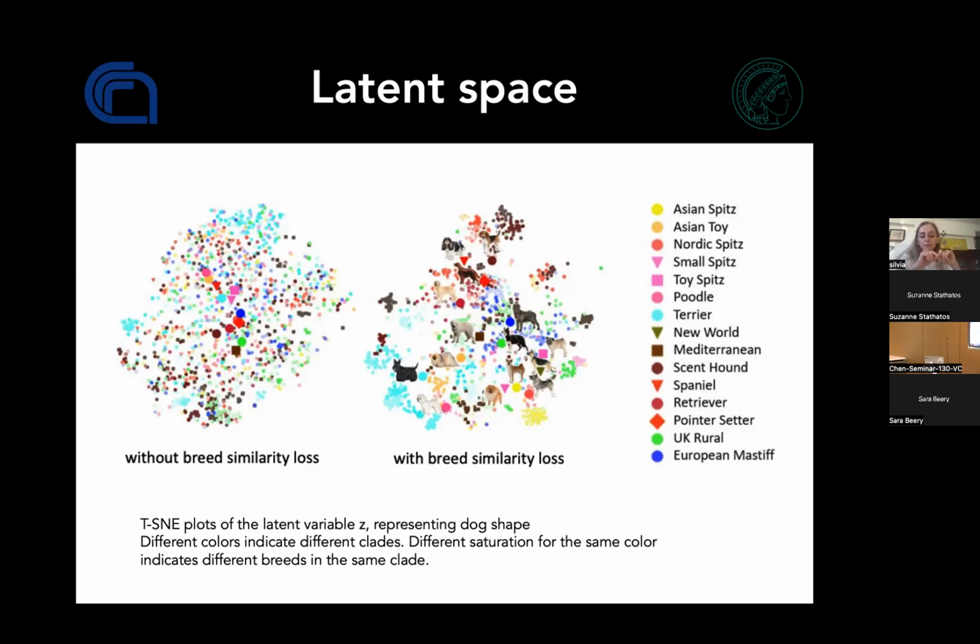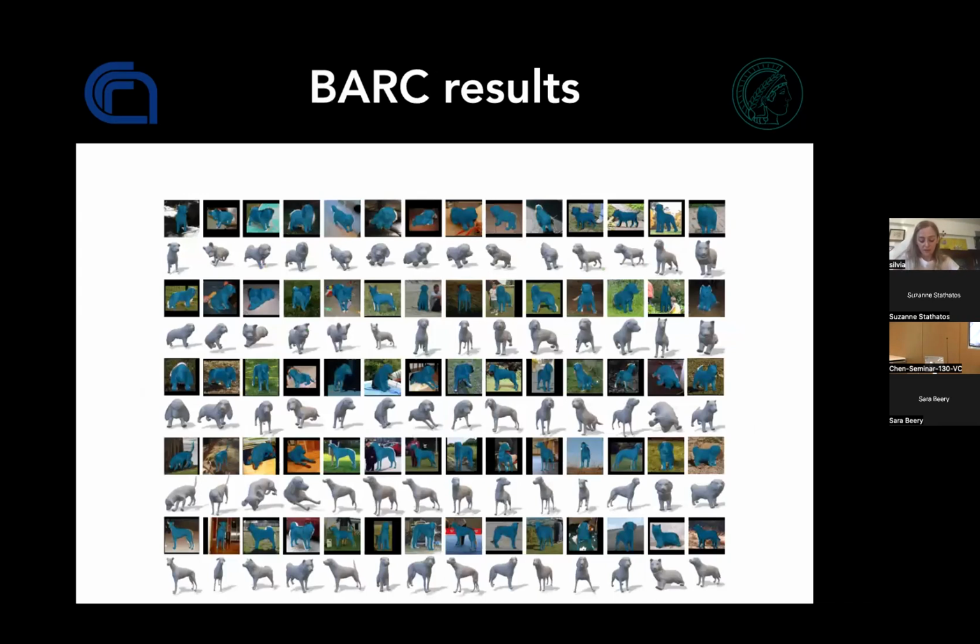And different saturation for these points means different breeds. The larger shapes indicate the average in the clade. So if we don't use the breed similarity loss, these average values all kind of merge in the middle, meaning there is no structure in the data. And if you use the breed similarity loss, you see that a clear structure emerges. So the results visually also confirm the advantages of using this side information.